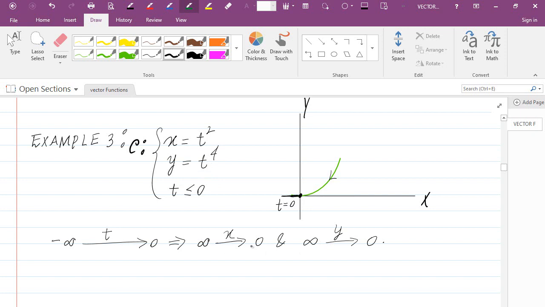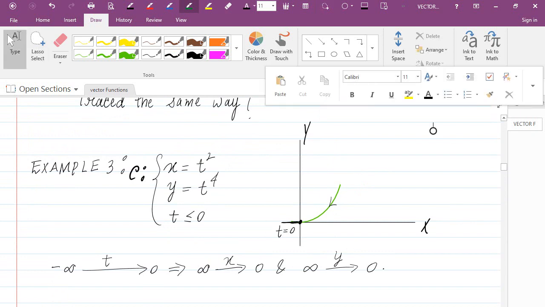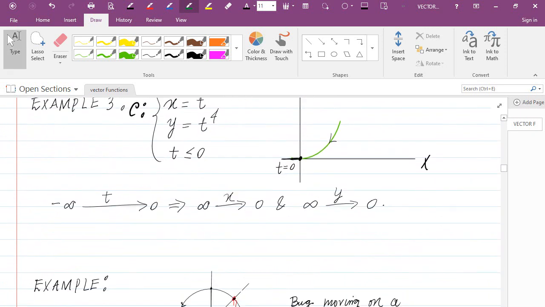So because x is positive for the given values of t, the x coordinate is positive, so we get the right half of the parabola, and it is traced in the direction of the arrow here, because x is decreasing from infinity to 0, and so is y. So even though we got the same path, the manner in which it is traced is opposite to that of the last two examples.